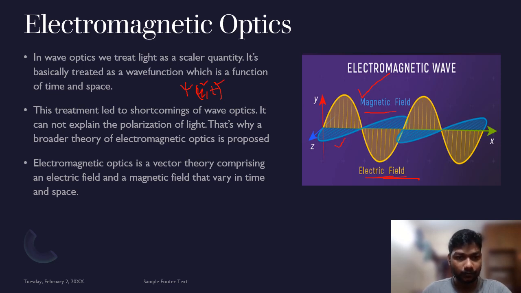This treatment led to a shortcoming of wave optics: it cannot explain polarization of light. That's why the broader theory of electromagnetic optics was proposed. Just as ray optics cannot explain interference and diffraction, wave optics cannot explain polarization of light with a scalar treatment. So electromagnetic optics is a vector theory comprising an electric field and a magnetic field that vary in time and space, and they are perpendicular to each other.